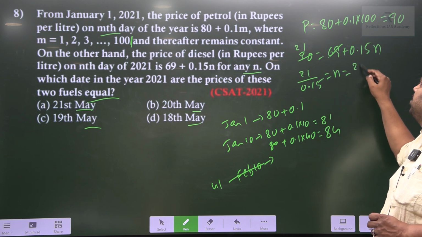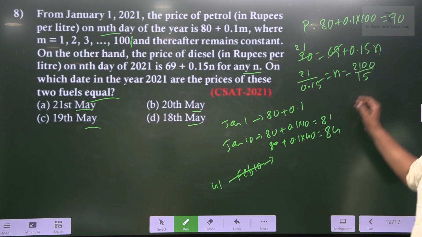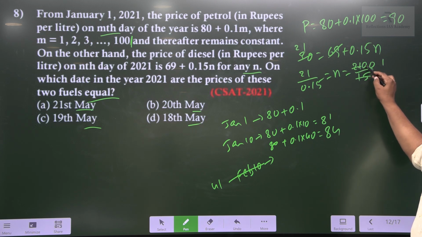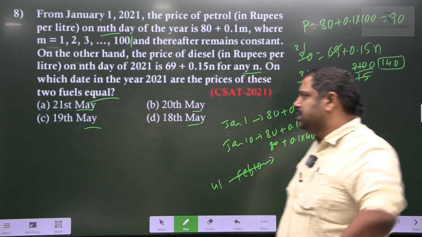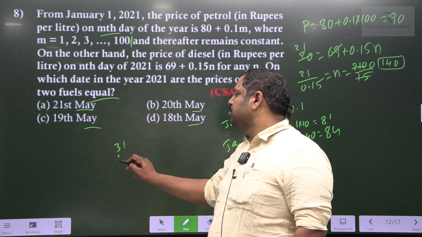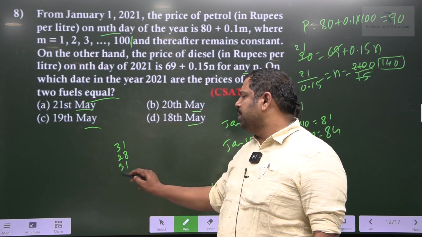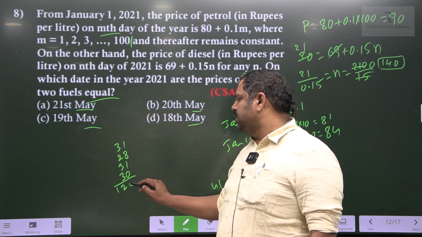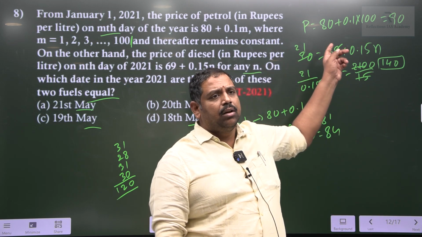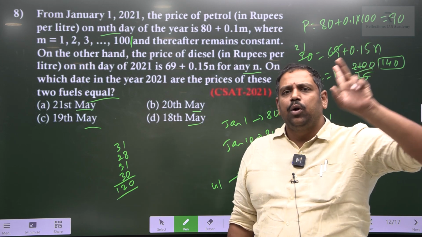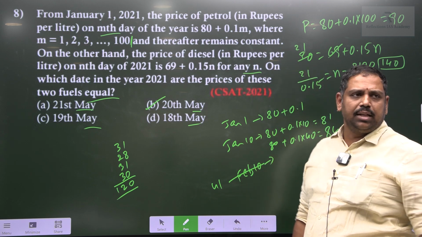Okay. Now, if I do 0.15 this side, 21 by 0.15 is nothing but the value of n. If I multiply and divide with 100, it will be 2100 by 15. Now, I'll start cancelling with 15. Ones are 15. 60 means 4 and 0. After 140 days. In the month of January, I have 31 days. February, it is a non-leap year, 28 days. March, 31 days. April, 30 days. So far I completed 120 days up to April. But I need 140 days. Means another 20 days. 20 days means May 20th. What's the answer? B is the answer.